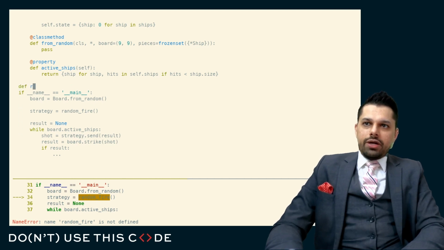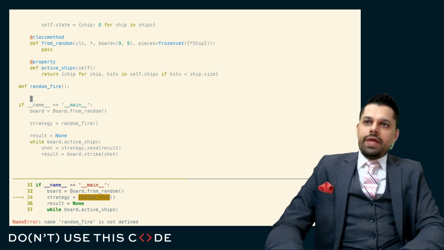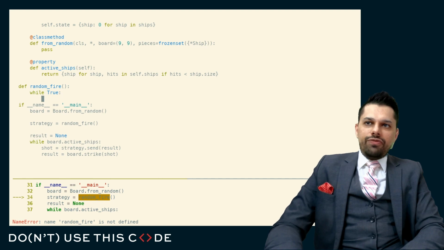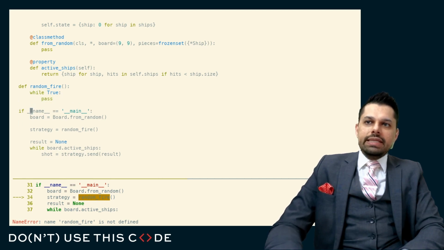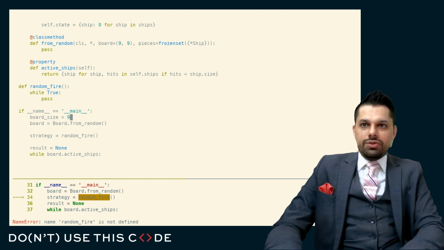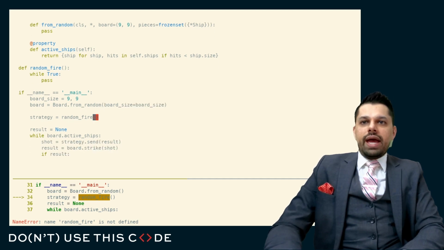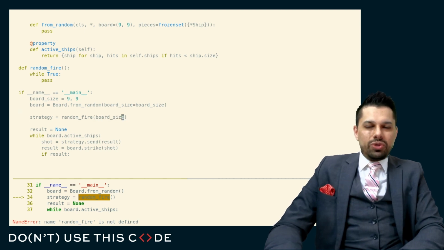For my random fire strategy, this is going to be a coroutine that more or less runs forever. And I think this is one case where the random fire strategy shows us one parameter that we didn't really use that we need to actually make use of, namely the board size. So I'm going to pass in this board size here, even though it doesn't do anything yet, just so that it's pretty clear that any one of these strategies needs to know the board size.